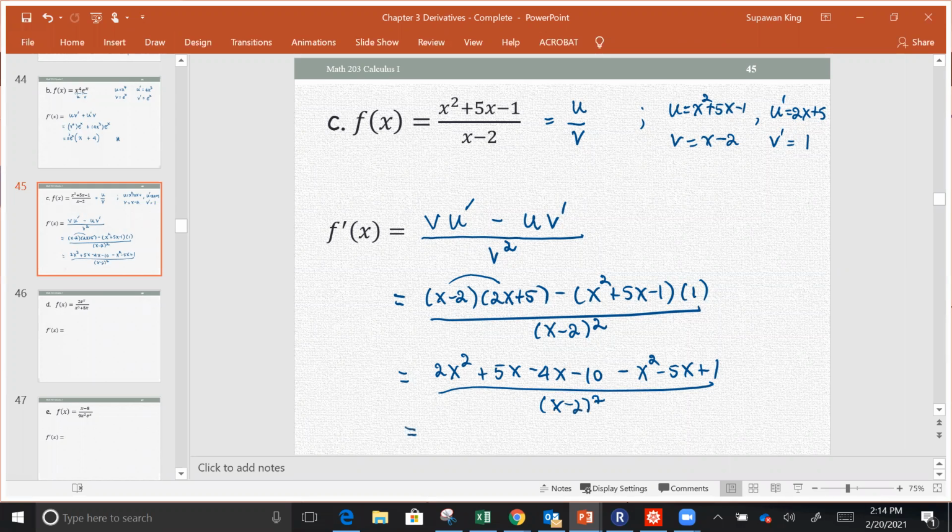And then collect like terms. 2x squared minus x squared, we have x squared. 5x, negative 5x cancel. We have minus 4x. And then negative 10 plus 1 becomes negative 9, all divided by the quantity x minus 2 squared.